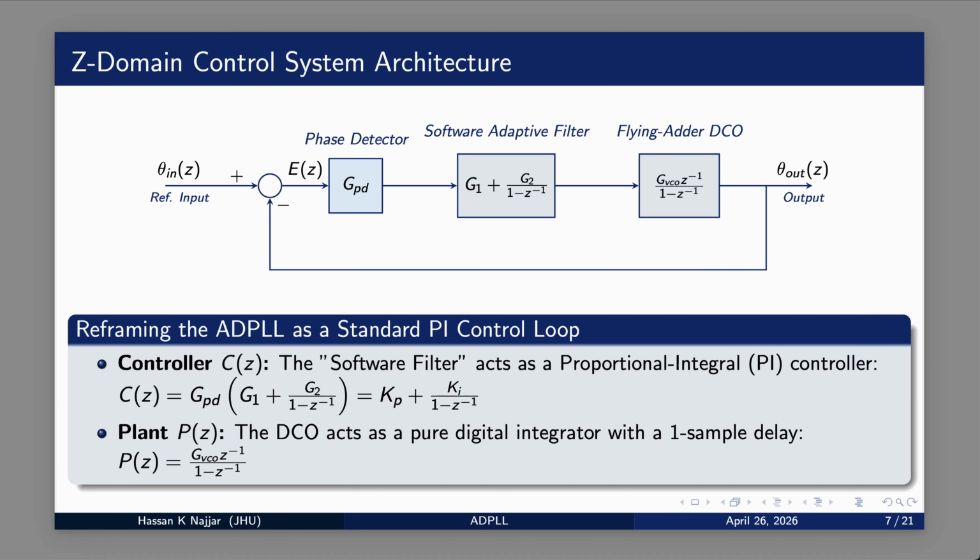The ADPLL can be reframed as a standard unity feedback control system with a phase detector, software filter, digital control oscillator, and phase feedback path. The software filter acts as a PI controller in the form of a proportional term plus a discrete time integrator, while the DCO acts as a digital integrator with a 1-sample delay. This interpretation is important because it lets the loop be analyzed using standard feedback control methods rather than only with application-specific PLL intuition.